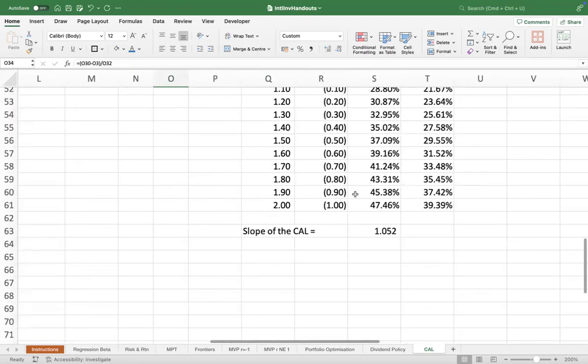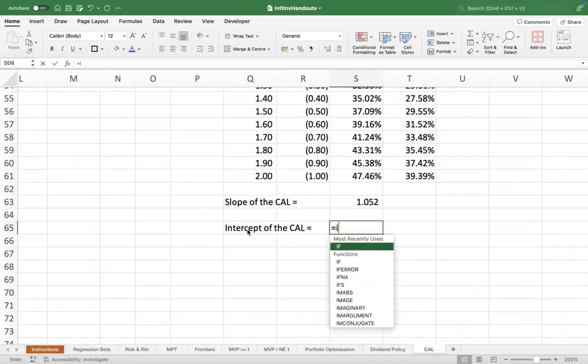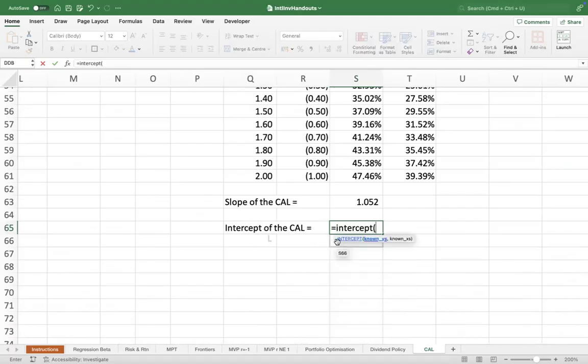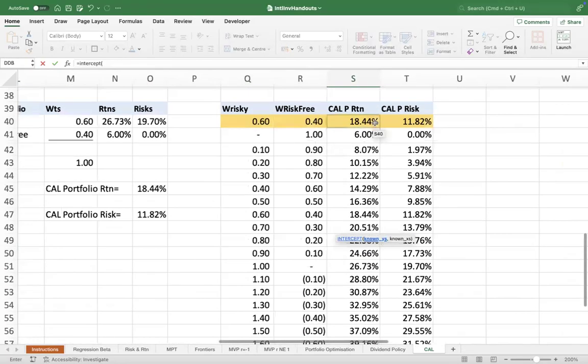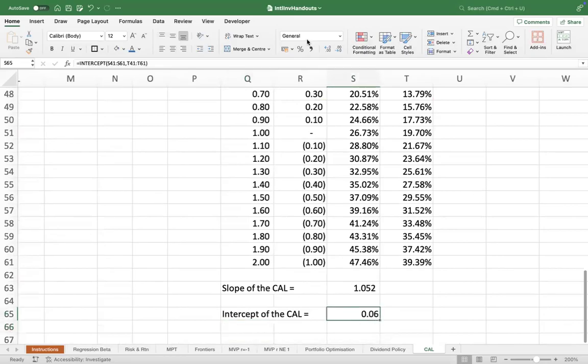Same. What is the intercept of the capital allocation line? What should it be? Risk-free rate, isn't it? So intercept of the capital allocation line, known y's, return, known x's, risk. What do you get? 6%, which is your risk-free rate. So we saw that the slope of the capital allocation line is the Sharpe's ratio of the risky portfolio, and the intercept is your risk-free rate.